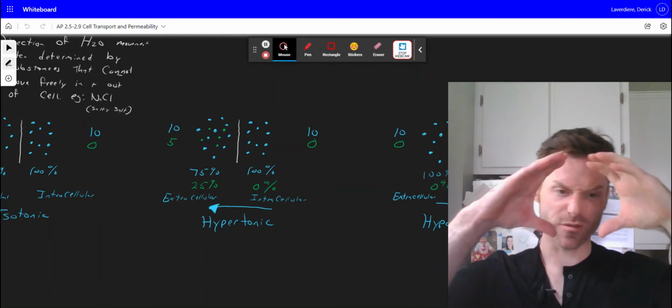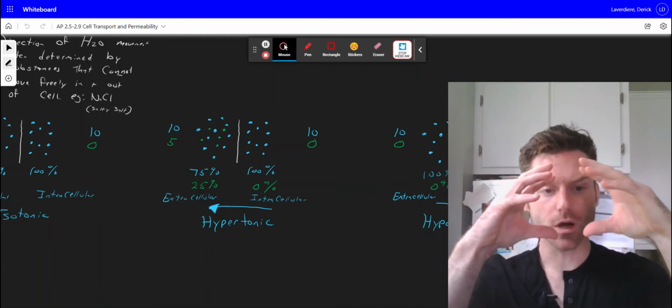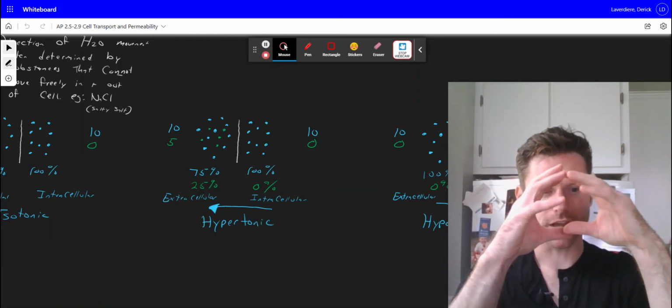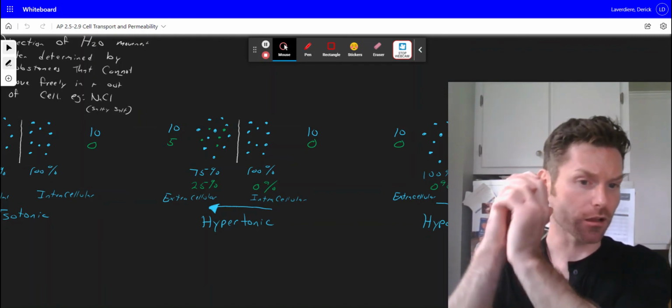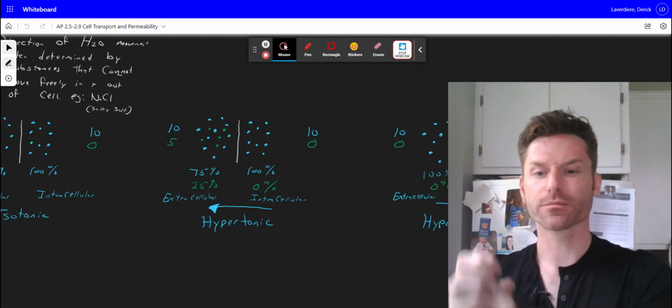That cell is nice and full of water, right? As it's losing water, it's like a water balloon that's losing water. It's shrinking down, shriveling up. Not good for the cell, right? It gets all wrinkly and gross.